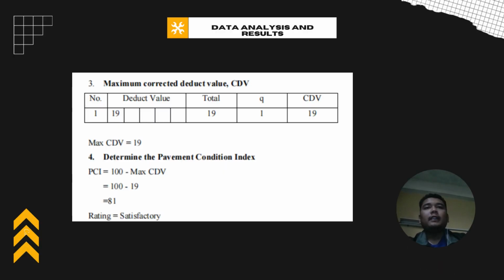So for the maximum corrected deduct value, CDV, number 1 is the deduct value 19, so total is 19, so the Q is 1, so the CDV is 19, so max CDV is equal to 19. So to determine the pavement condition index, PCI equals 100 minus max CDV, so the total is 81, so the rating is equal to satisfactory.